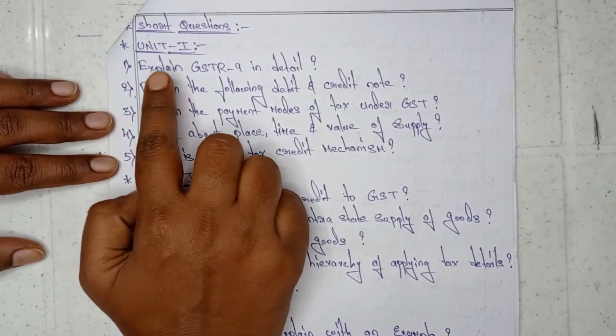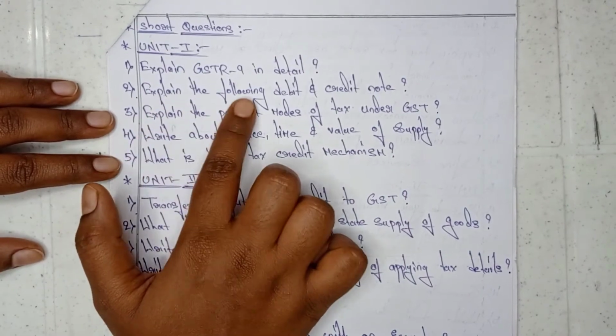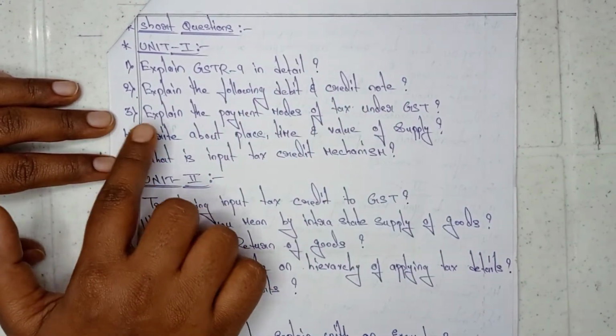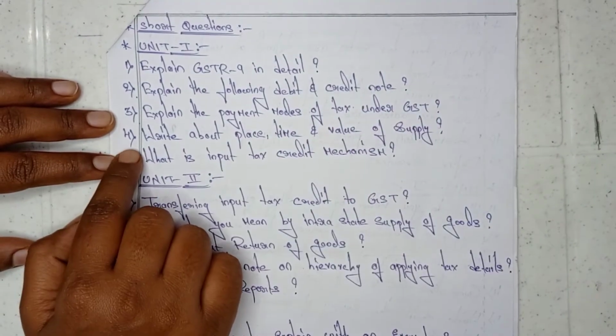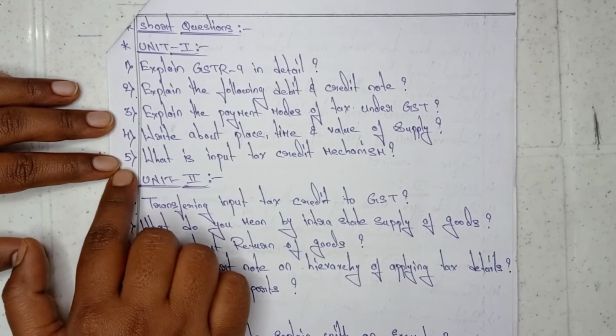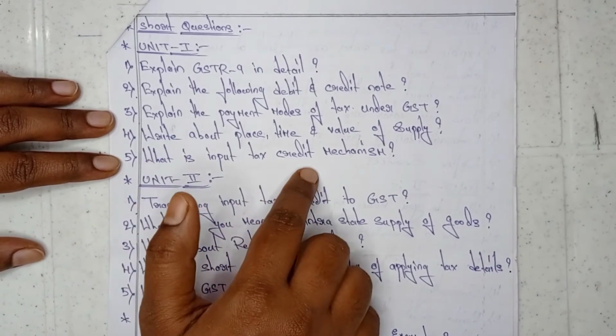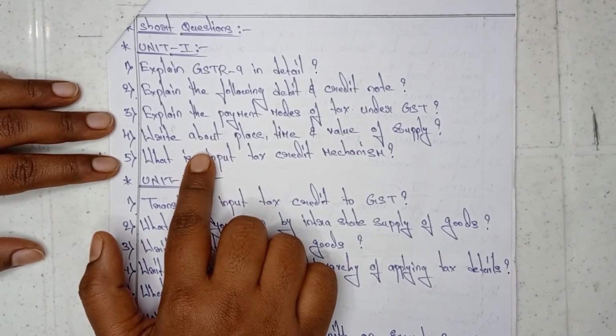First question is explain GSTR 9 in detail. Second question is explain the following: debit and credit note. Third one is explain the payment modes of tax under GST. Fourth question is write about place, time and value of supply. Fifth question is what is input tax credit mechanism. These are the important short questions from Unit 1.